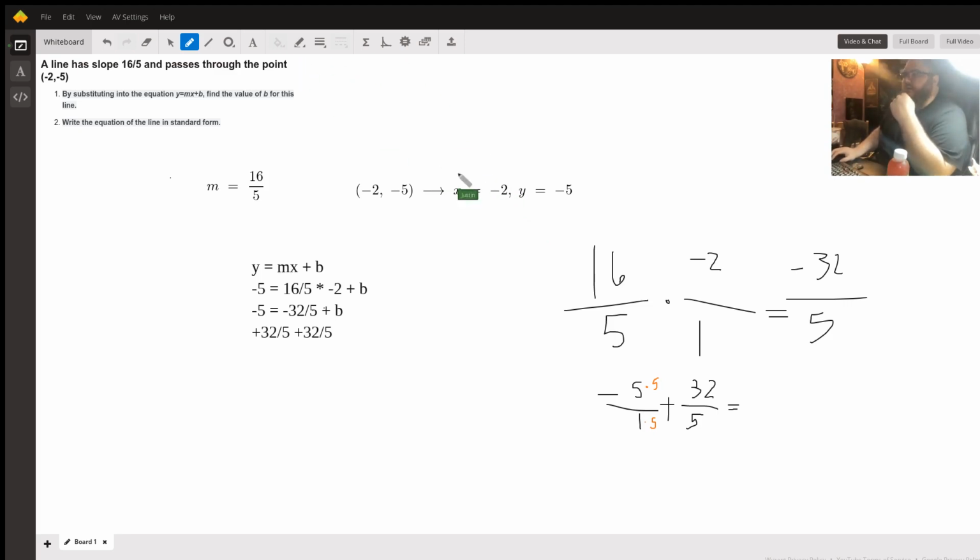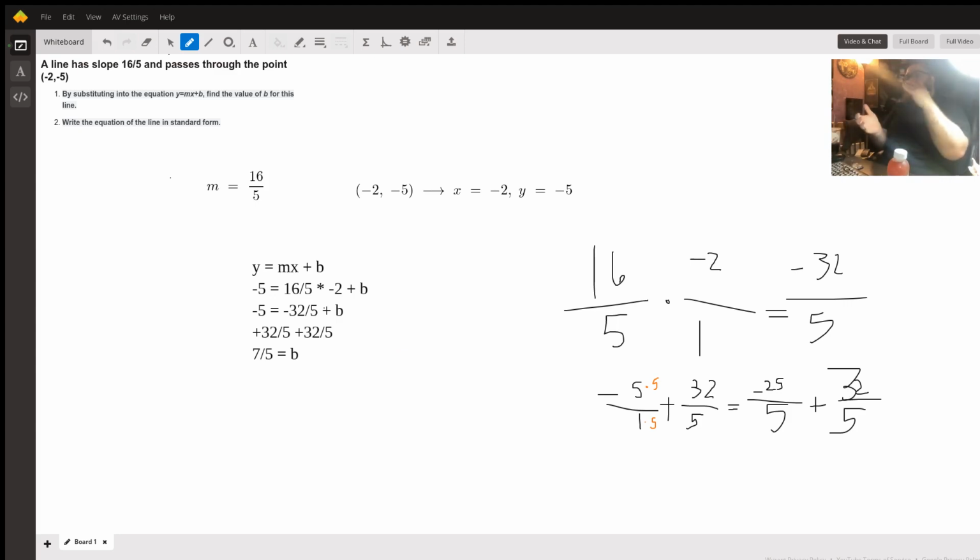Okay, so that's going to become -25 over 5 plus 32 over 5. And -25 plus 32 is 7. 7 over 5 would be the answer. So the left side is now 7 over 5 equals b. So now we know what b is. And in fact, if you look at number 1, it says, find the value of b. So there's b, 7/5. You could make it 1 2/5. You could make it 1.4. I would just leave it just like that. That's just the way it goes, right? Just improper fractions are the way to go.